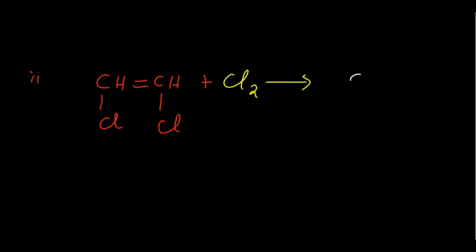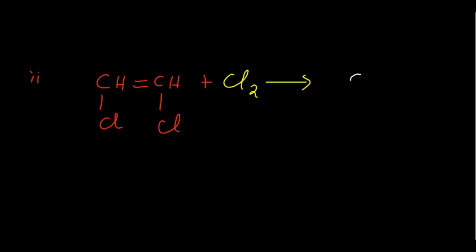The second step of reaction. In the second step, we have CH, double bond, CH, Cl, Cl, 1,2-dichloroethene. Now students, in the second step, one more molecule of chlorine is added, right students? And we will see what product is formed after the addition of one more molecule of chlorine.